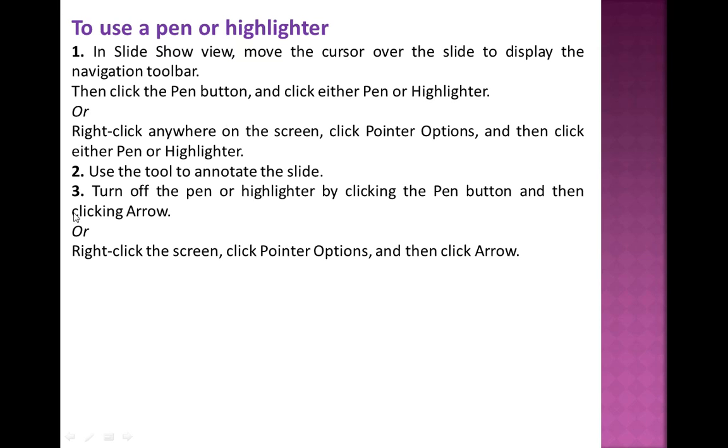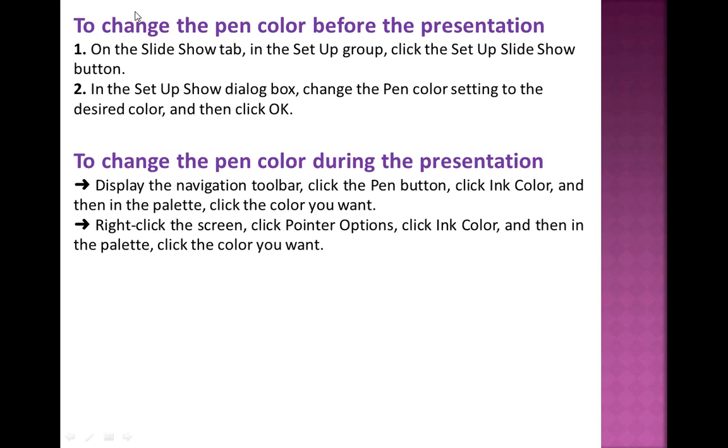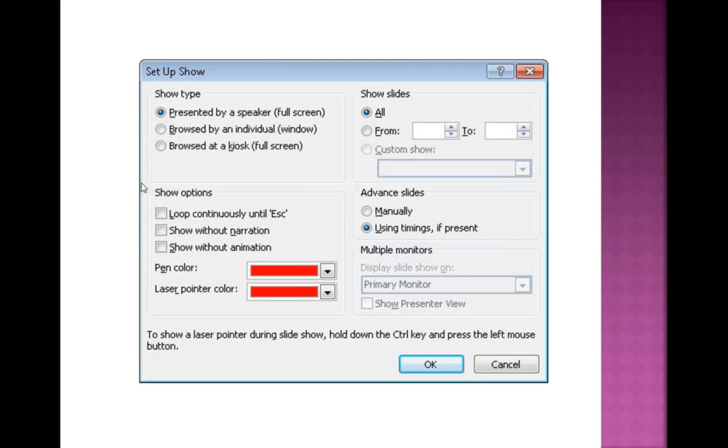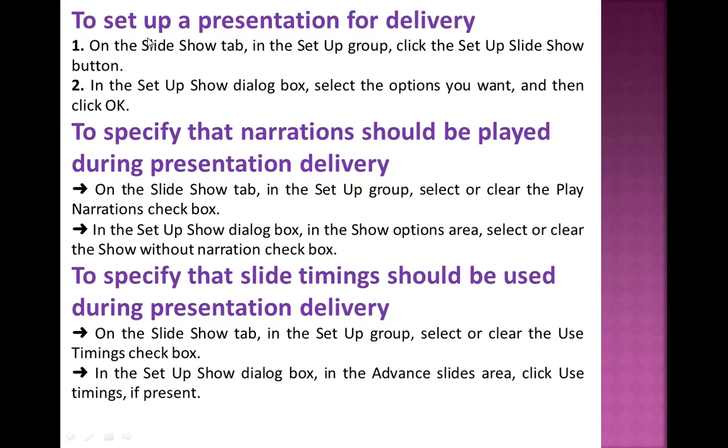How to use, these are the multiple steps available. How to change, these are the multiple steps available. Next, 8.2 is set up slideshow, means how to set up the slideshow, how to adjust the slideshow timing. This is a setup show dialog box. Then how to set up a presentation for delivery. These are the multiple steps available.